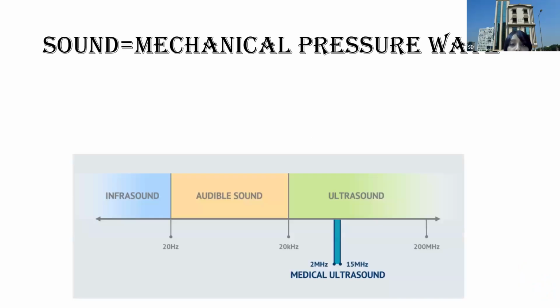So sound is a mechanical pressure wave. There is an audible range of the sound, which is usually between 20 hertz to 20,000 hertz. And then we find the infrasonic range, which is below 20 hertz. And there is ultrasound, which is from 20,000 hertz to 200 megahertz. The medical ultrasound that we use is between 2 megahertz to 15 megahertz.